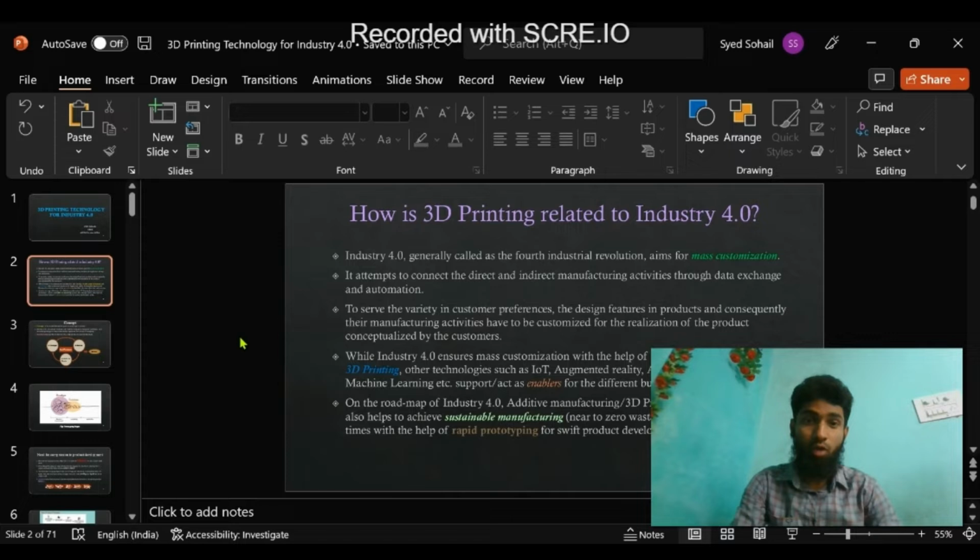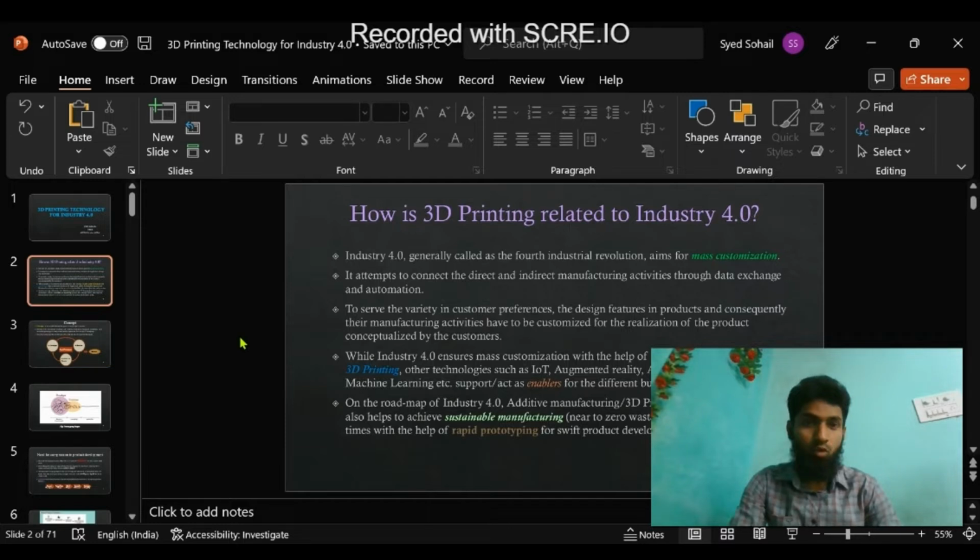from the sales and even while the components are in service, getting the service data is also part of the decision planning that goes on for any manufacturing activity or any design activity, R&D of any product. And to serve the variety in customer preferences, the design features in products and consequently the manufacturing activities have to be customized for the realization of the product conceptualized by the customers.